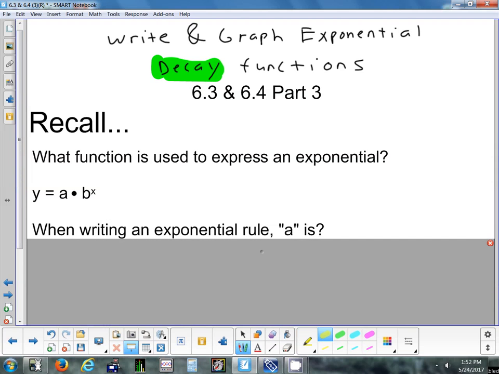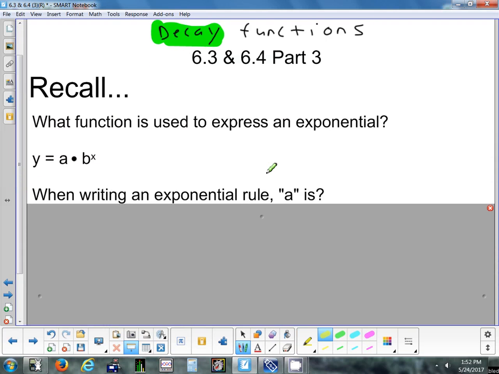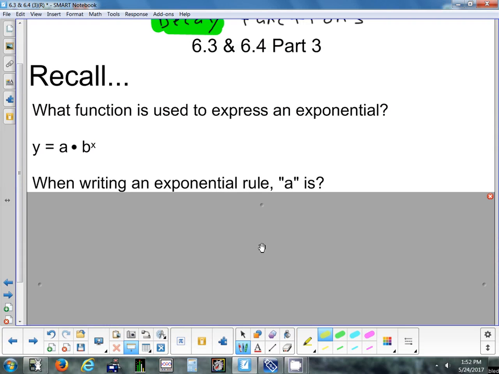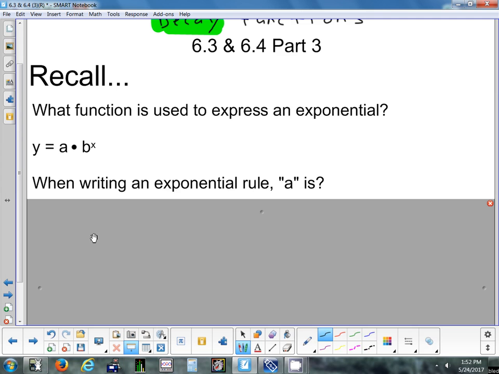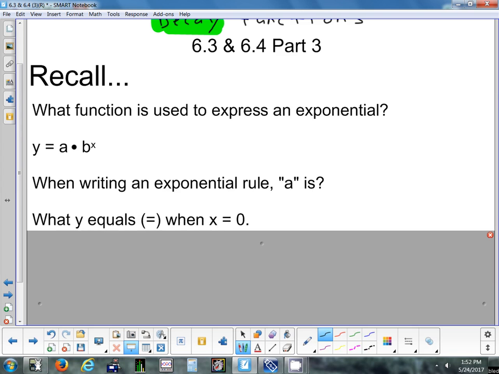Now, just like we did in the warm-up, if I get a table and it asks me to write a rule based on what's in that table, how do I figure out what the a is? It's the number below 0, for y. So to summarize, it's what y equals when x is 0.